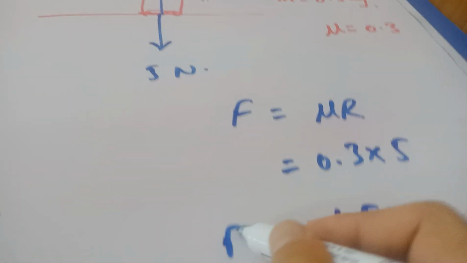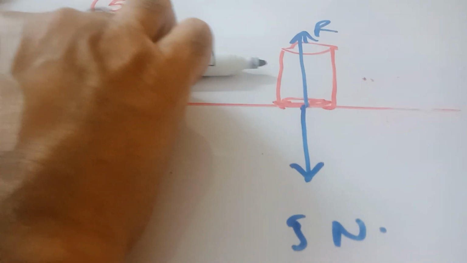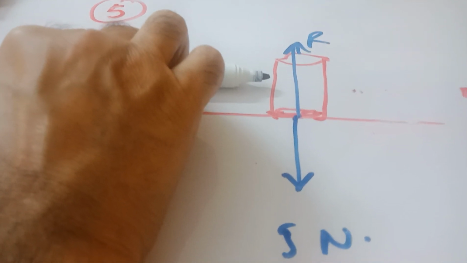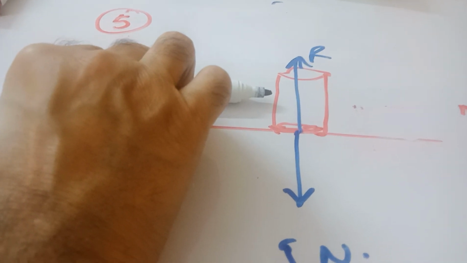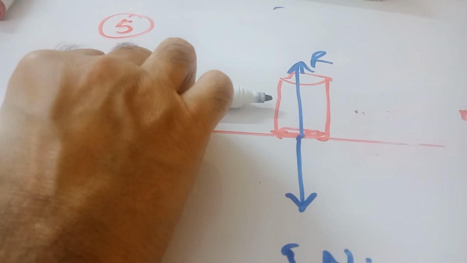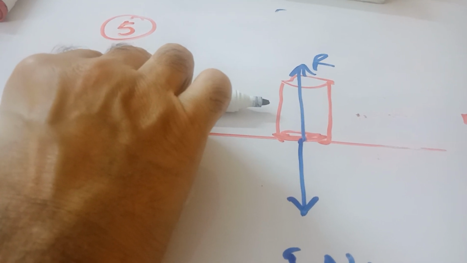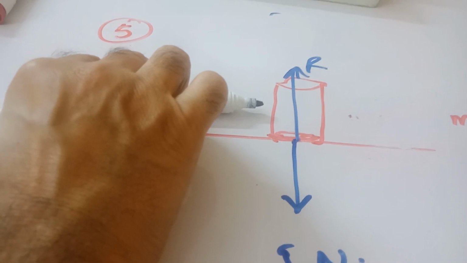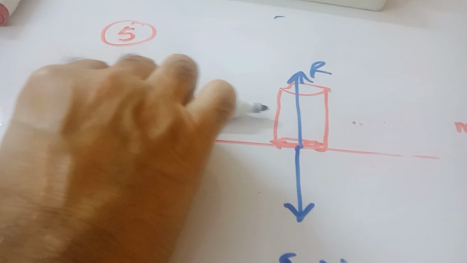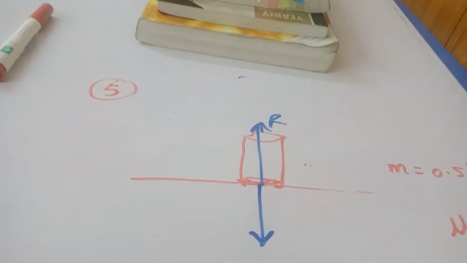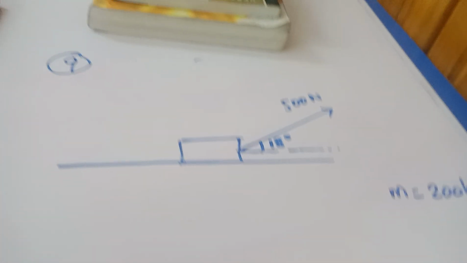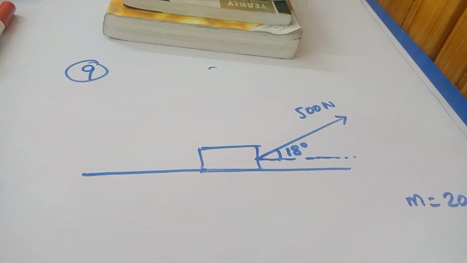So if you apply a force, like you push this with a force which is not more than 1.5 Newton, this can will not move. If you exceed your applied force from this 1.5, which is the limiting friction, then this can will start moving. Okay guys, now let's go on to the ninth question.